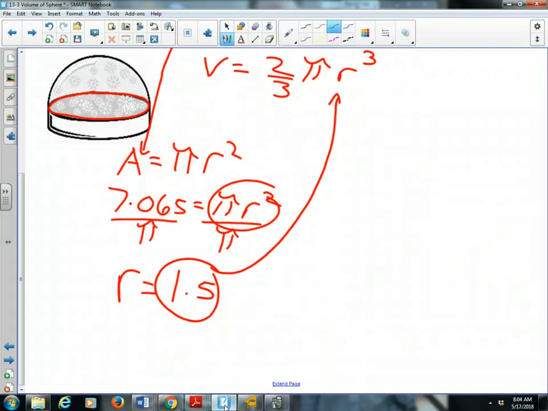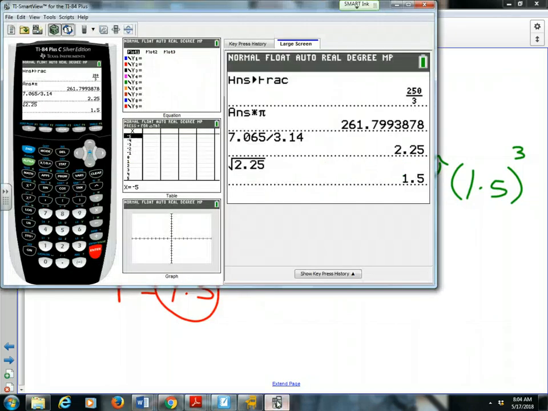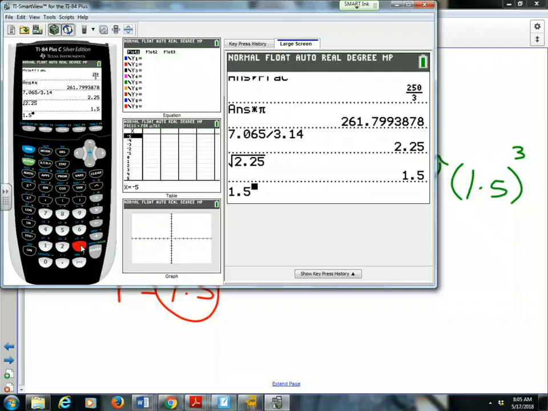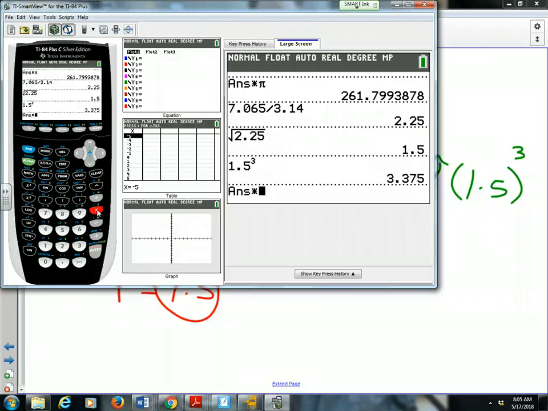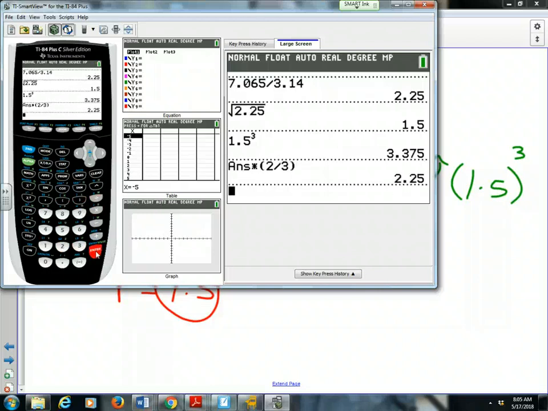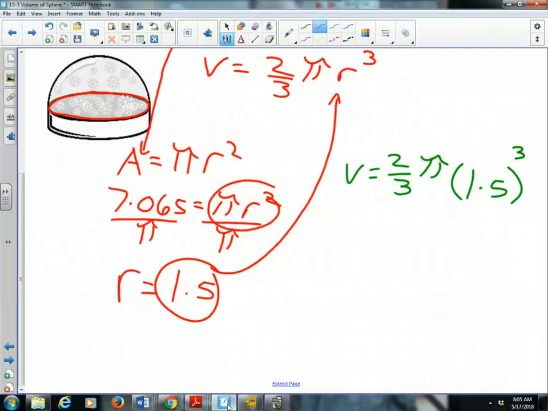The volume of the hemisphere is 2/3 pi 1.5 cubed. 1.5 cubed, this number multiplied by 2/3. Hemisphere is 2/3. So 2.25 times pi. Volume equals 2.25 pi cubic.